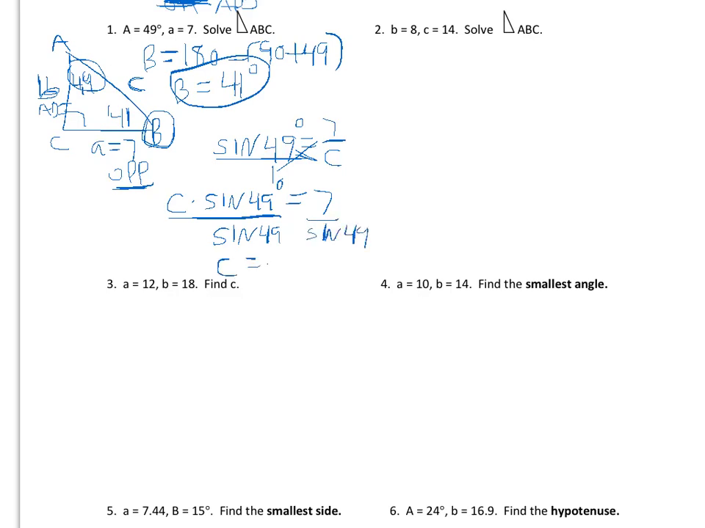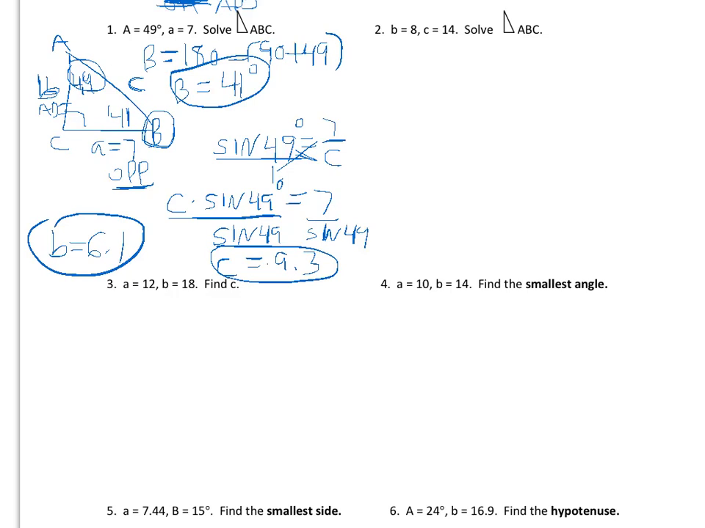So when you do that, you get 7 divided by the sine of 49 degrees, and we wind up getting that to be about 9.3. And that should make sense. That should be the biggest side because that's the hypotenuse. And earlier we got, I think it was, b equaled 6.1.